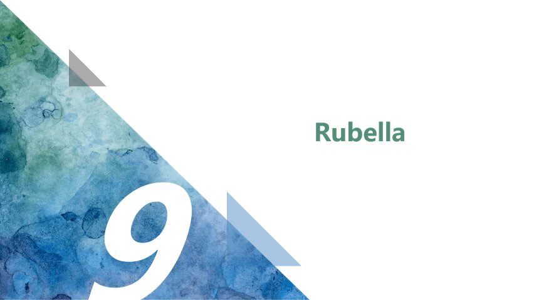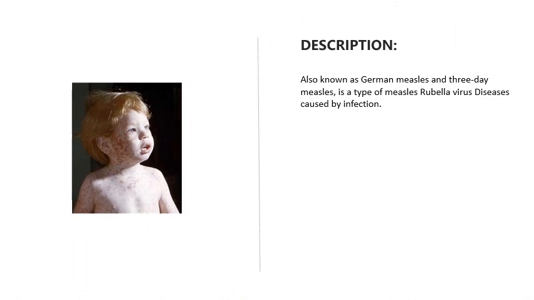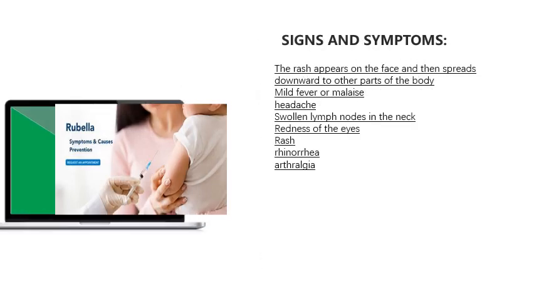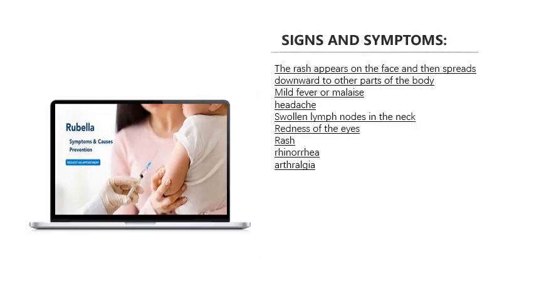Rubella, also known as German measles or 3-day measles, is a disease caused by infection with the rubella virus. Signs and symptoms: mild fever, headache, redness of the eyes, rash.